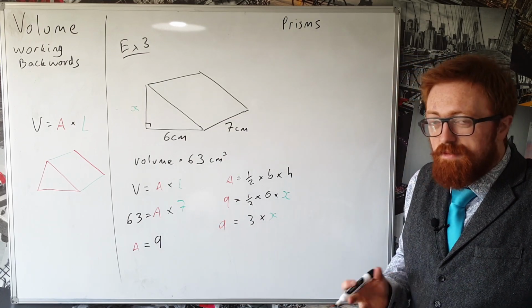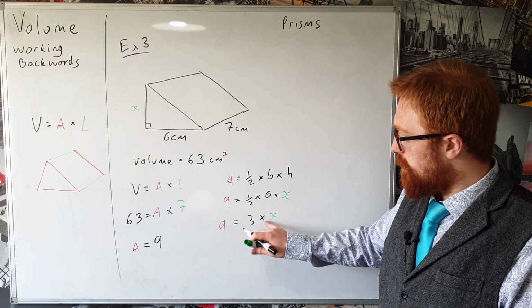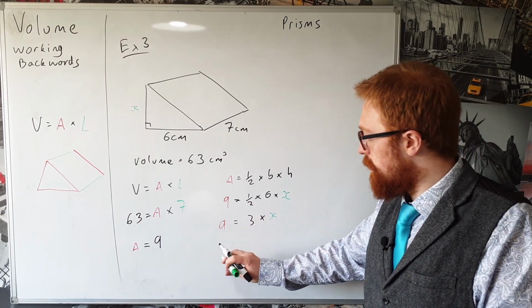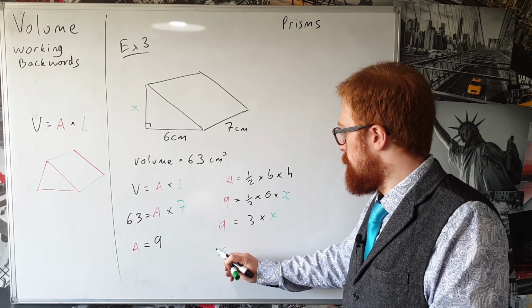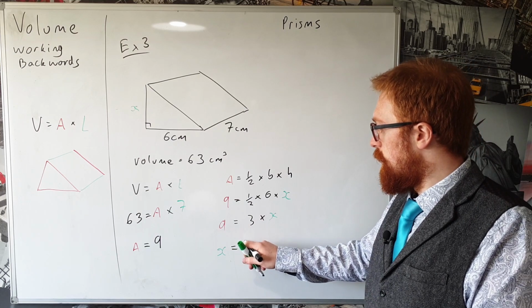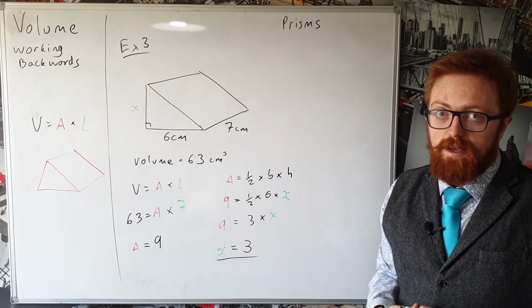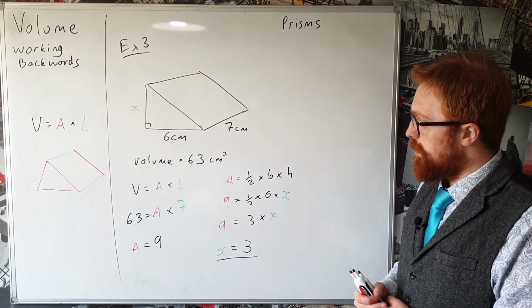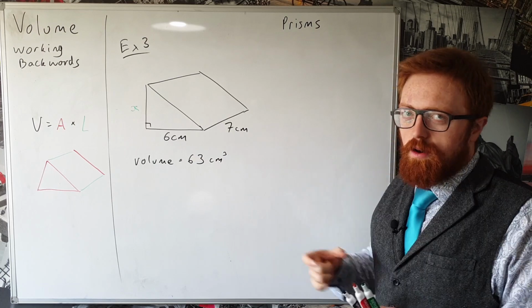And again, fairly easy to spot what this is in this case. If we're not sure, to undo this timesing by 3, we divide by 3. So we get that x is equal to, well, 9 divided by 3 is 3. So we get an answer of x is equal to 3. Good.